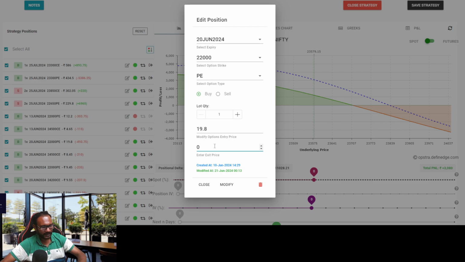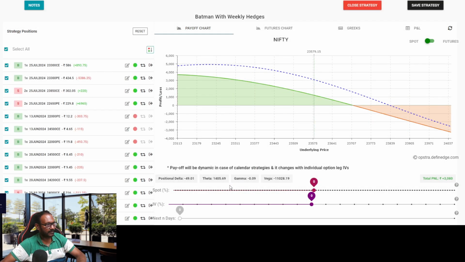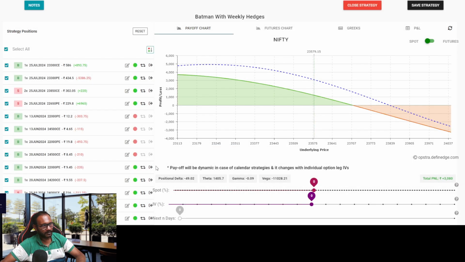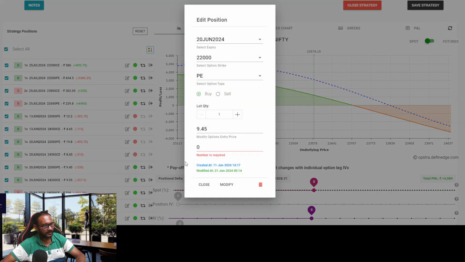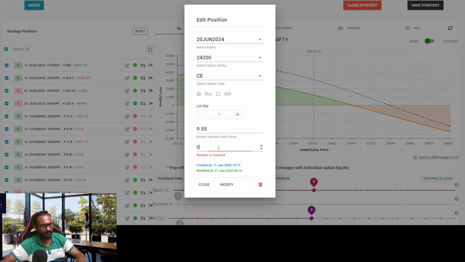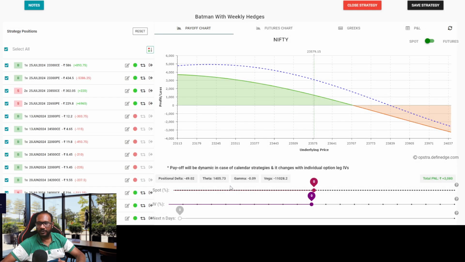So this expired at 0.05, closed. This expired at 0.05, closed. Again 0.05, and this one again at 0.05. So all the four legs are closed. So totally two call options and two put options as edges were closed.